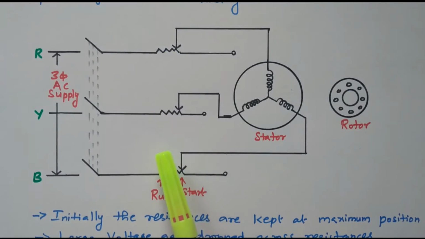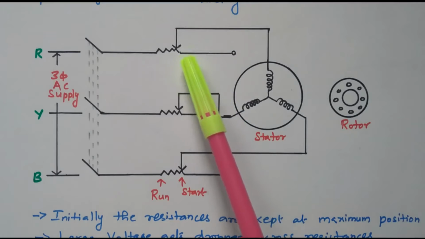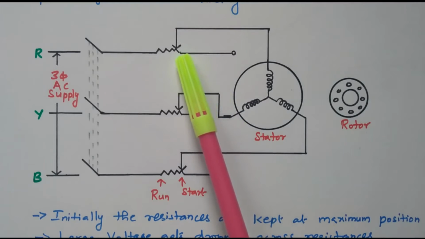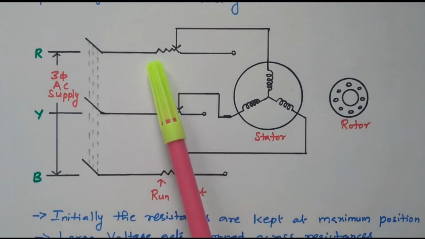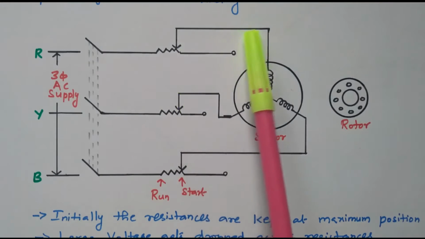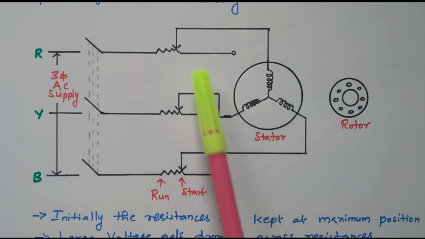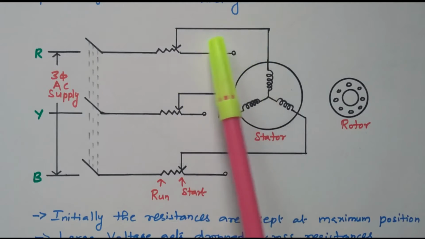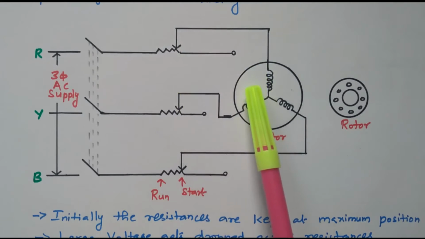of resistance. So during the starting, the resistor is placed at the maximum resistance position, so that the voltage will be dropped across this resistor and only minimum voltage will be applied to the stator. So due to the minimum voltage, the current taken by the stator is also reduced.